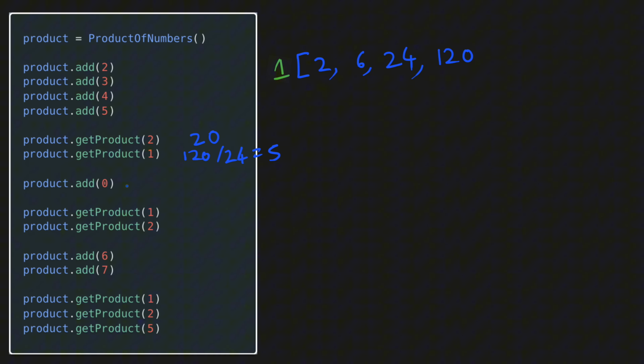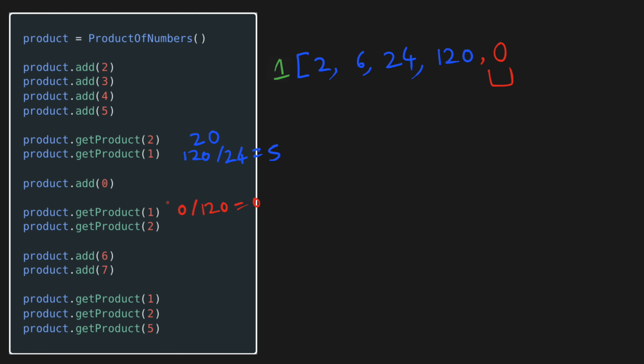Next, we get a call to add 0 to the stream. This is one of the edge cases that we need to handle. So what happens when 0 comes into the stream? If we encounter a 0, it nullifies all the products that come after it. So we add 120 times 0, that is 0, to the list. Now if we call getProduct with k equal to 1, using the formula, we will get the product as 0 divided by 120, which is equal to 0.